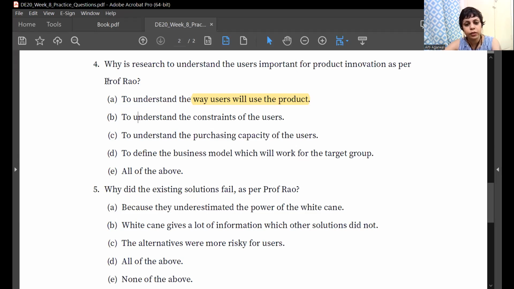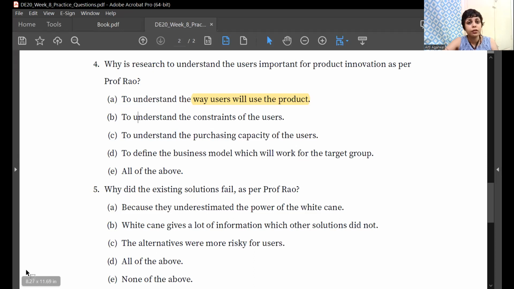And of course, D, to define the business model which will work best for the target group. For example, in this case, they found that some of the users struggle to buy even the existing white cane, which costs maybe 200 rupees or something. That is how difficult it is for them to take a buying decision like that. So you cannot design a fancy smart cane which costs 1,500 bucks, which they can never buy, or which they need to go into some sort of financial arrangement to buy.